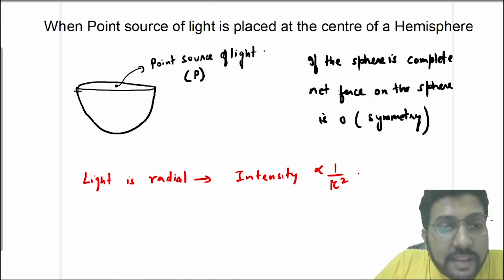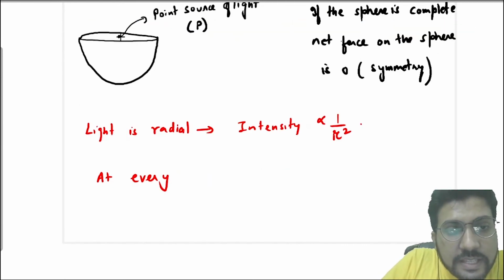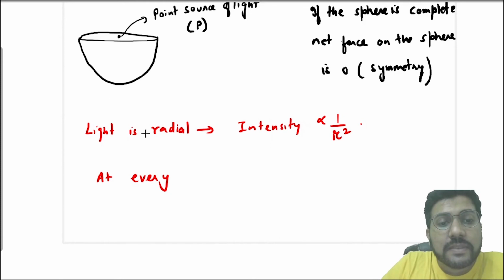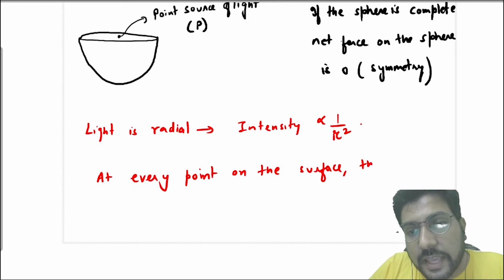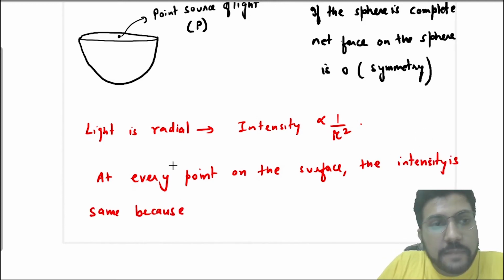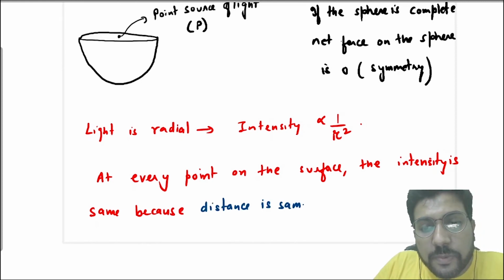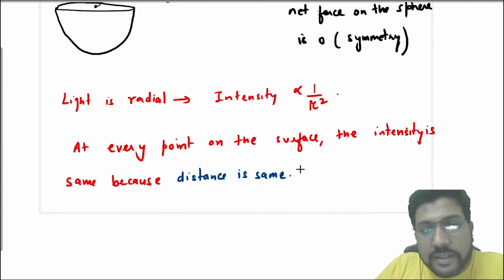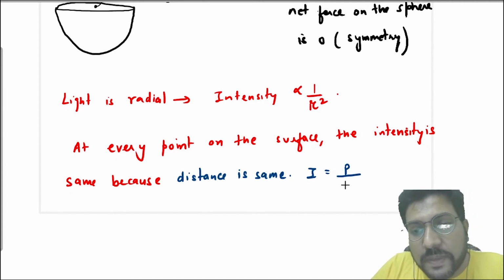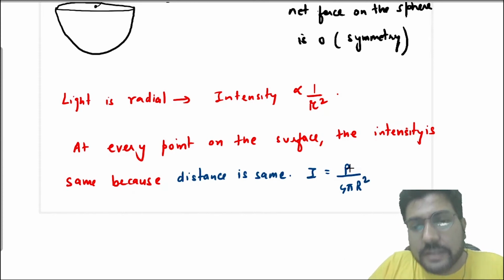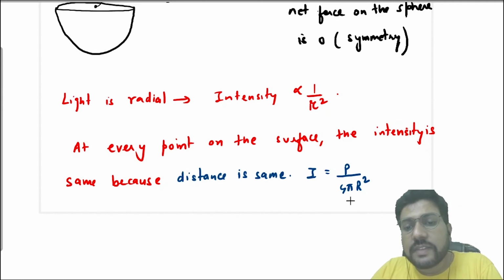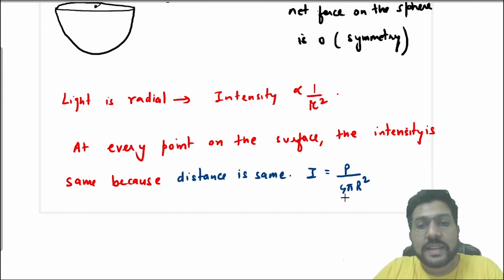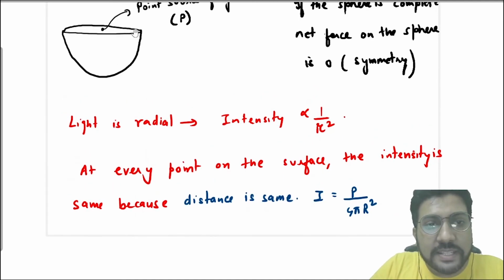But at every point on this surface, the distance from the point source is the same, so the intensity is the same. So at every point on the surface, the intensity is the same because the distance is the same, and the distance is equal to r. So you will say intensity at every point will be P by 4 pi r square. Okay, so for the time being I will write it as I only. At the end when we derive the formula, we will replace I with P by 4 pi r square. Alright, so at every point the intensity is I.